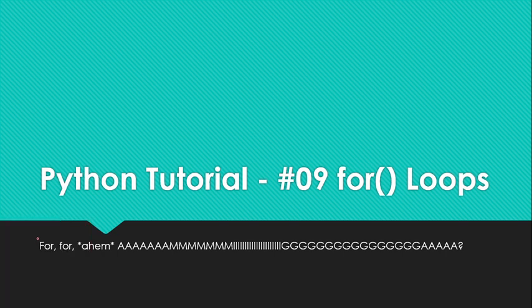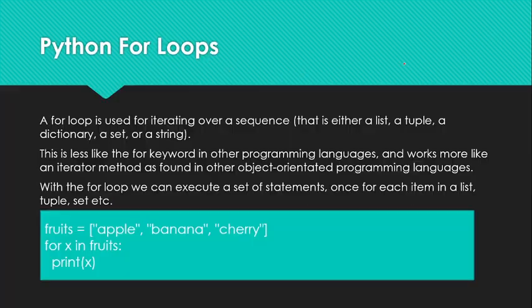In this video we're going to be learning about for loops. Yep, for loops. A for loop is used for iterating over a sequence that is either a list, a tuple, a dictionary, a set, or a string. Now ignore tuples, dictionaries, or sets. You're going to be learning about those later.